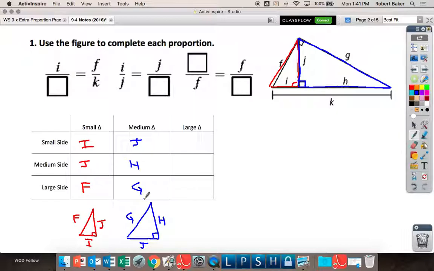Now I'm going to look at the big triangle. That's this one right here. I'm going to do that in black. Still going to draw the same triangle with the right angle in the same place. All right? What is the short side of the yellow triangle? F is the short side. What's the medium side?